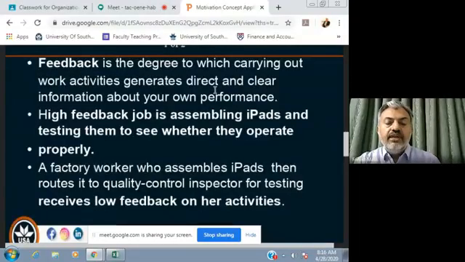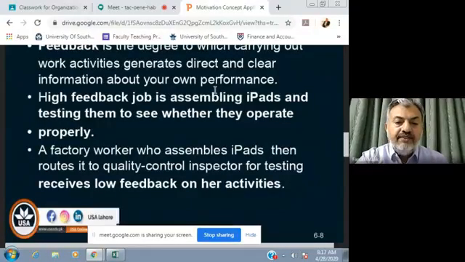Then there is another worker in the same factory, a factory worker who assembles an iPad and then routes it to a quality control inspector for testing, and receives low feedback on her activities because his job is just to assemble an iPad and then send it to the quality control department for testing and checking. So he or she does not receive any feedback on how it went. That's why this job is low on feedback, low feedback on her activities.